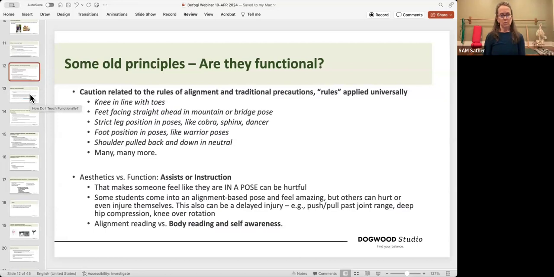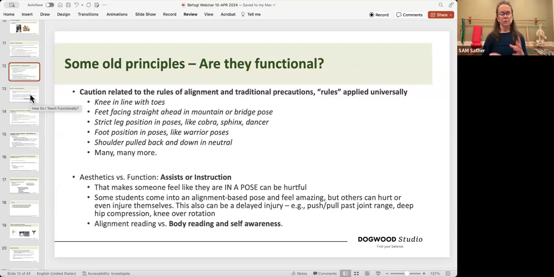So the old principles, are they functional? For example, there are old alignment and traditional precautions, alignment rules and precautions. Your knees need to be in line with your toes, not true. The feet need to be facing straight ahead in mountain and in bridge pose.